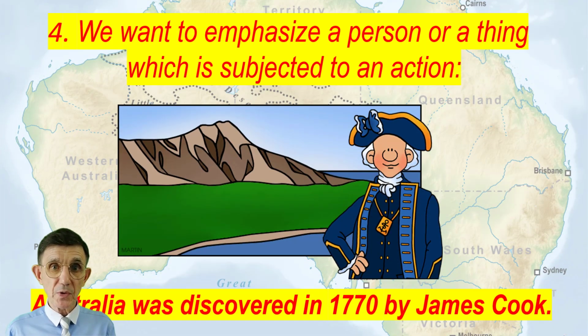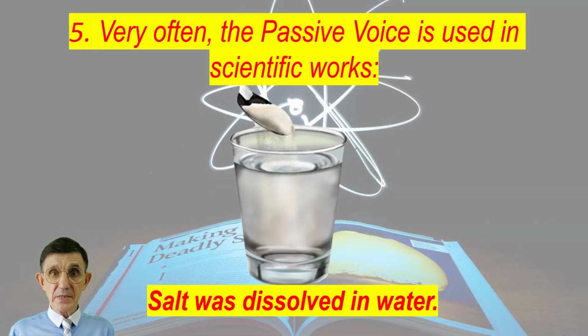When we want to emphasize a person or a thing which is subjected to an action, Australia was discovered in 1770 by James Cook. When we write or present a scientific work, salt was dissolved in water.